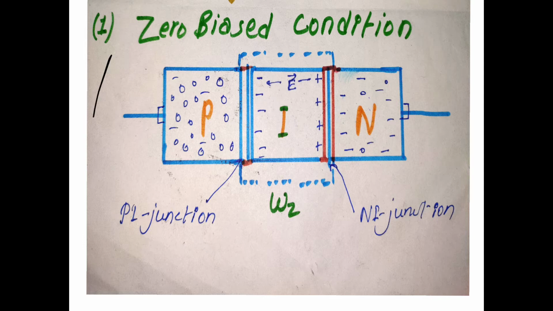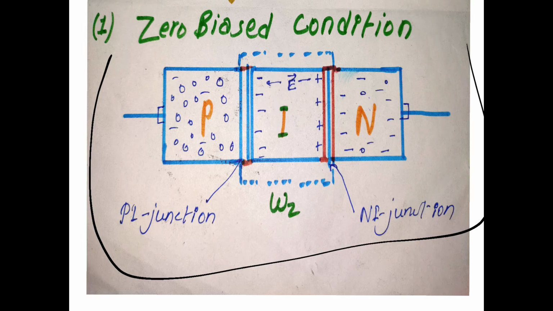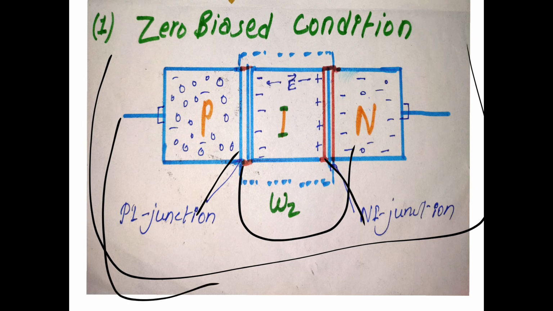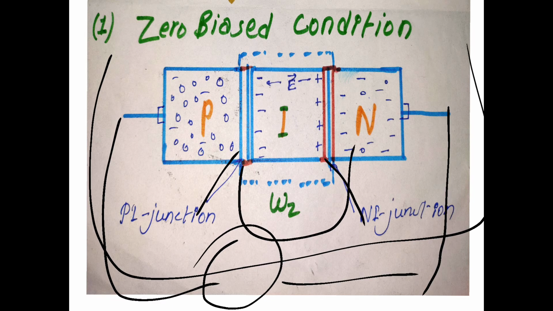So you can see this is the circuit diagram for the PIN diode under the zero biased condition, where WZ is the depletion width. The depletion width of the zero biased condition will be moderate. It means that it will be higher than the forward biased condition and less than the reverse biased condition. You can see in this figure that this is our PI junction, this is our NI junction, and here we have not applied any biasing potential. It means zero voltage is applied over here, or we can say the unbiased condition.